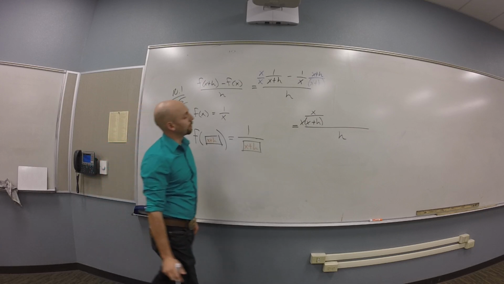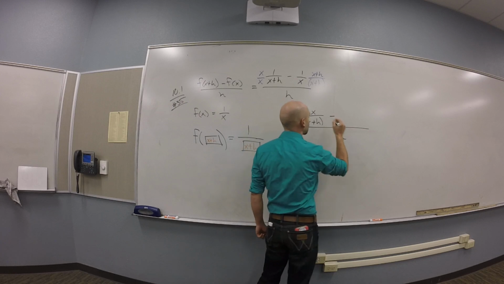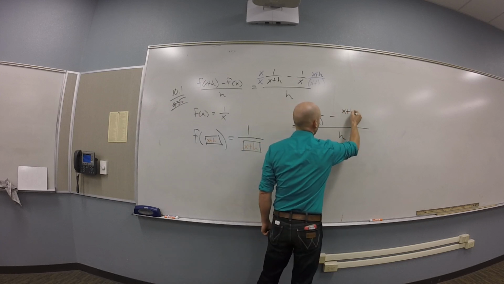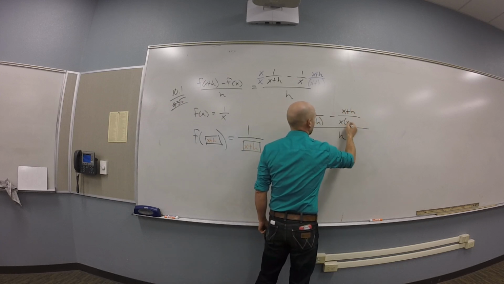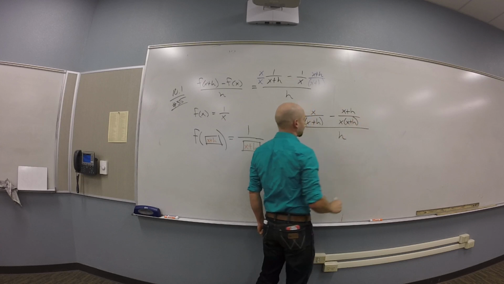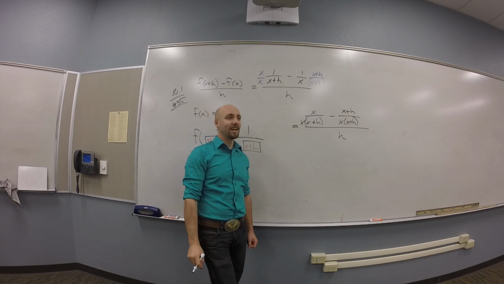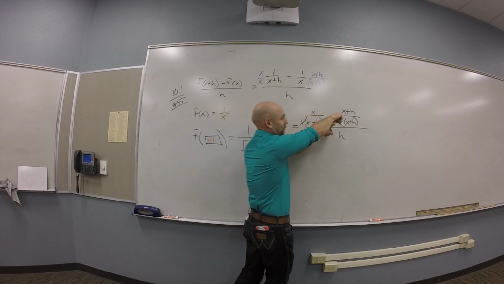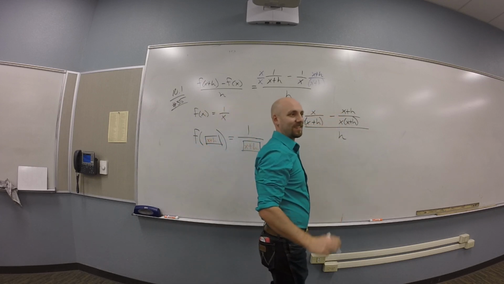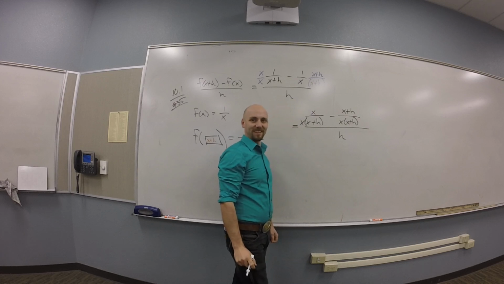Okay, then what's your second bit? What are you subtracting now? x plus h over x times x plus h. Cool. So we got x plus h over x times x plus h. Now at this point, resist the urge to cancel that x in this one and the x plus h over there. Why? One's bound by an addition sign.